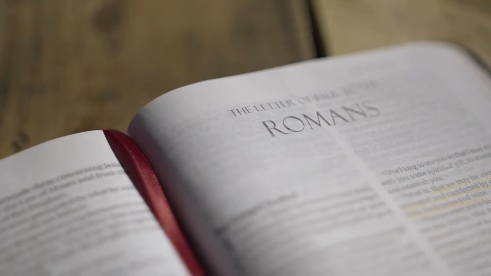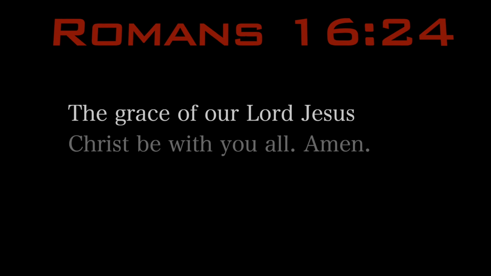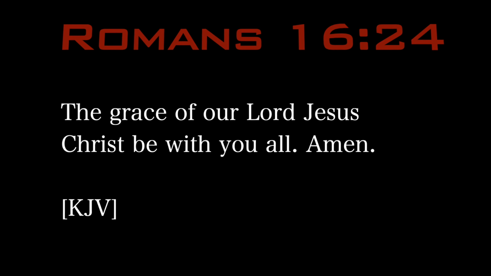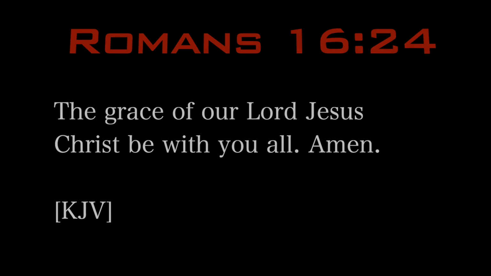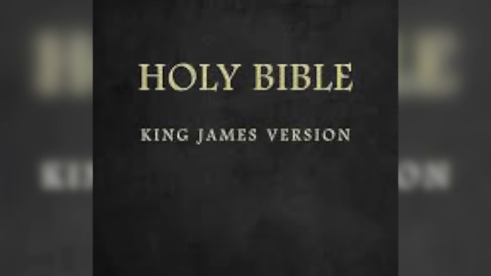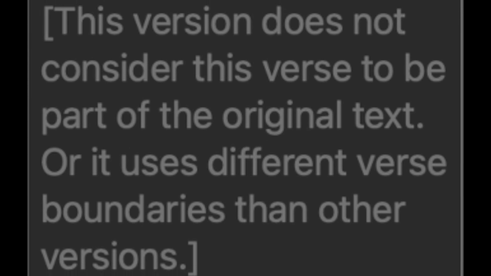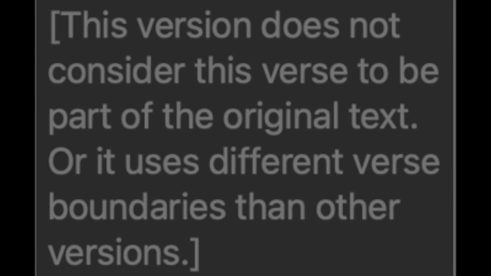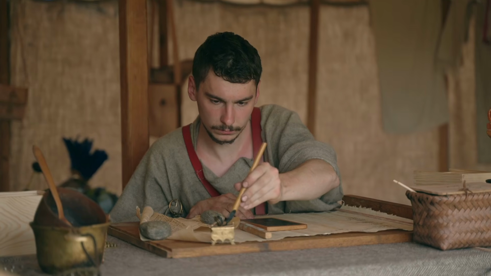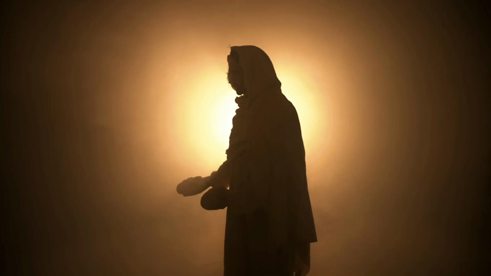How about this one? Romans chapter 16 verse 24 says, "The grace of our Lord Jesus Christ be with you all. Amen." That's the King James Version of the Textus Receptus. But this is another missing verse in the critical text. The modern translations exclude it. Do you see what's going on here? This is a letter written to the Church of Rome, and the scribes are debating if the writer really prayed the grace of Jesus be with the church.